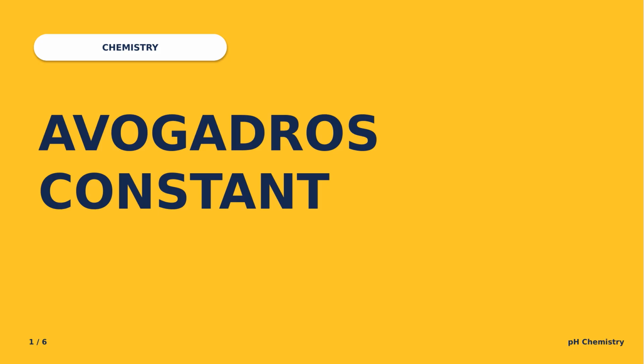Today's explainer is Avogadro's constant, the number that bridges grams and atoms. By the end of this video, you'll know what it equals, how to use it, and why it's the same for everything you can count in chemistry.